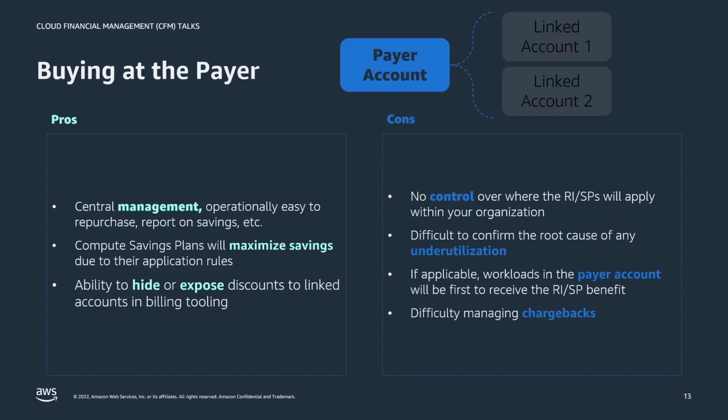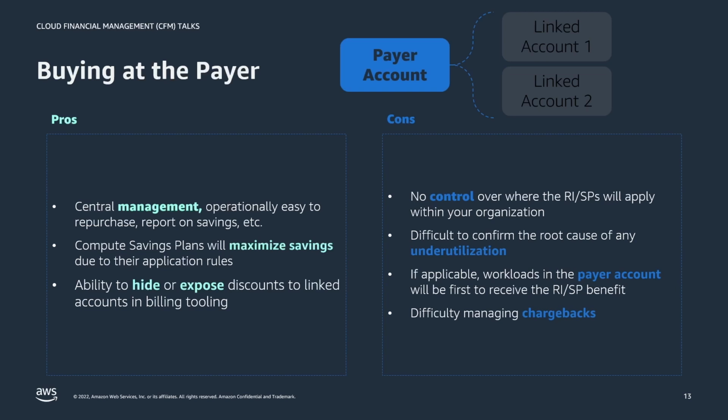Now moving on, we'll go a little bit deeper into some of the pros and cons of making these purchases at the payer account level, as well as the linked account level. After this, we'll go into a blended strategy with making purchases at both. But when you're starting off, a lot of the time what we'll recommend is to make a quick compute savings plan purchase at the payer account level. And there are 3 main reasons for that. 1, your central management is going to be very easy, right?